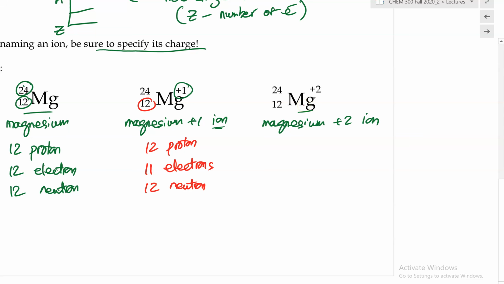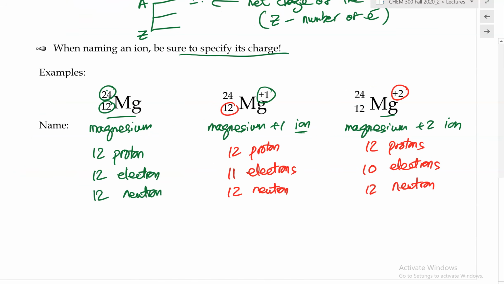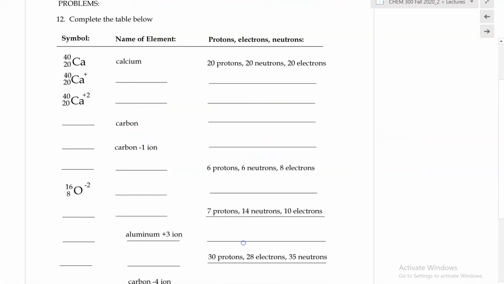And moving on to this last example, the magnesium plus 2 ion will have 12 protons. And in this case, because it forms a plus 2, that tells us it must have lost 2 electrons already. So in this case, they have only 10 electrons remaining. And lastly, they still have not changed their number of neutrons. So 12, still 12 neutrons remaining. So that's how we can also identify the subatomic particles and write the nuclear symbol of cations and anions. So please try the following example.